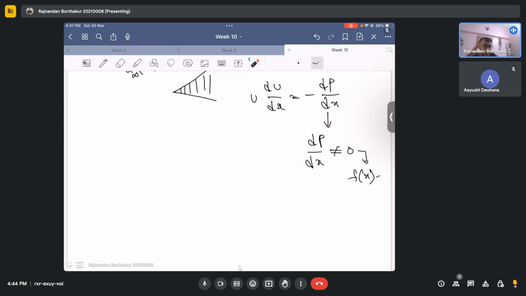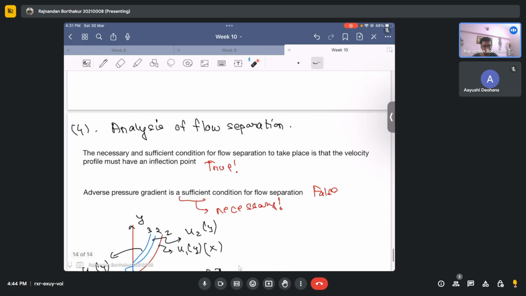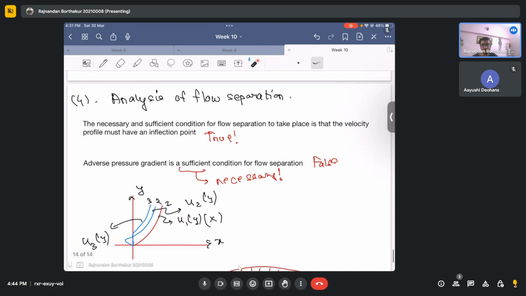analysis. So it's one more necessary condition that you can think of for flow separation: if your far field velocity u infinity is a function of x, then also you can have instances where there can be flow separation, provided dp by dx is greater than 0. There won't be flow separation if this is less than 0. Okay, so this much should be sufficient for you to understand flow separation.